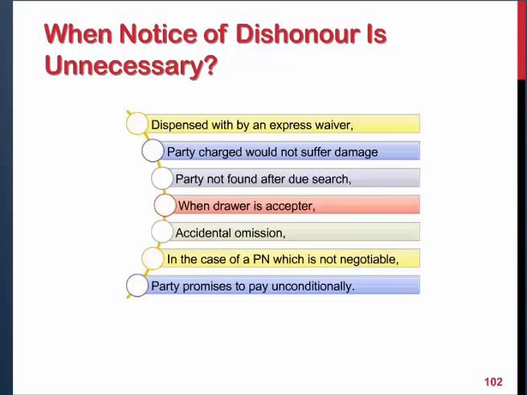What are the consequences of not giving notice of dishonor? Any party to a negotiable instrument to whom notice of dishonor is not sent by the holder is discharged from his obligation, unless no notice of dishonor is required to be sent. If a negotiable instrument is dishonored, in order to take legal action against the defaulting party, noting and protesting are necessary. Now, what is noting?